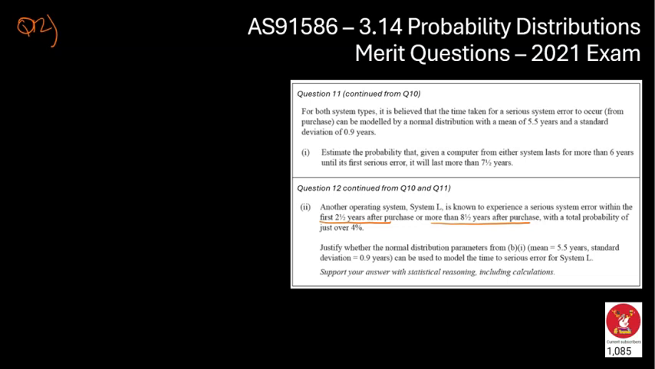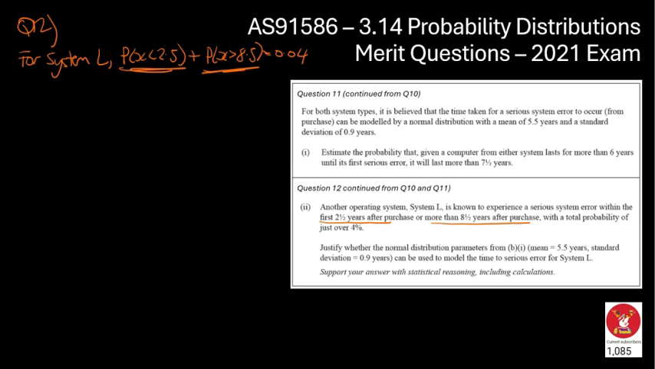So justify whether the parameters mentioned in the previous question, so the parameters refers to the average and the standard deviation, can be used to model the system error for L. This one does sound quite tricky, but all you've really got to do is use the parameters above. For system L, we know that the probability that x is less than 2.5 plus the probability that x is greater than 8.5 is going to be equal to 0.04. So using the previous parameters, we're going to calculate the probabilities, add them together, and check if it's roughly the same or really, really different. So let's get into it.